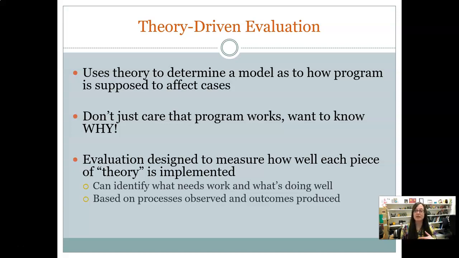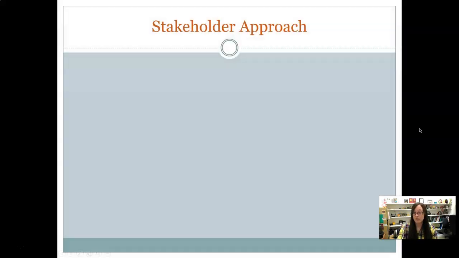It's based on the processes observed, but also the outcomes that are produced. So it's not just about that final outcome, but about how everything is working together, at what point we are losing effectiveness or efficiency, at what point it is increasing, and why that is happening. We need to be able to explain it in order to increase the effectiveness and efficiency of it. So if you're caring about more than just the final outcome, this is the kind of design you want to use if you care about why it works or why it doesn't.